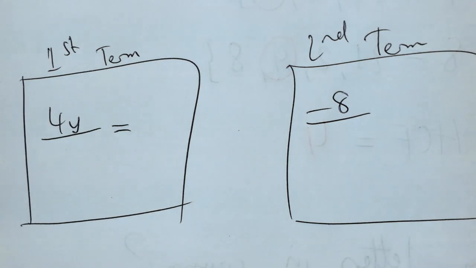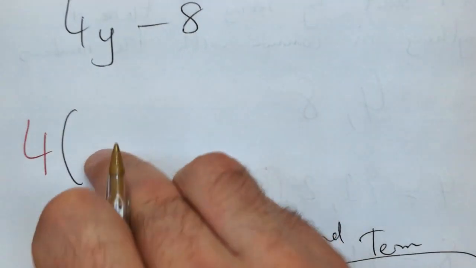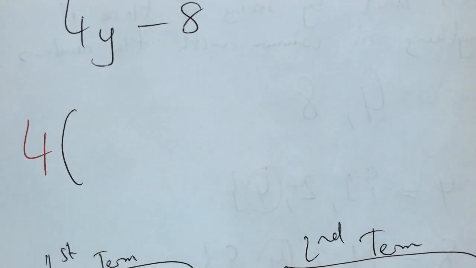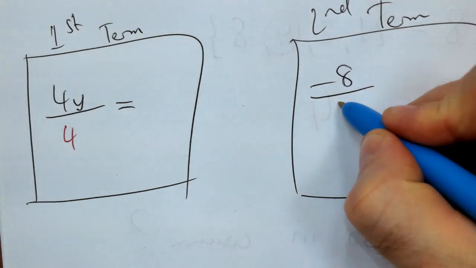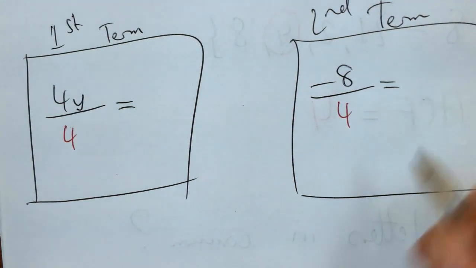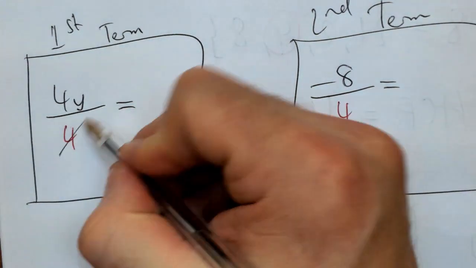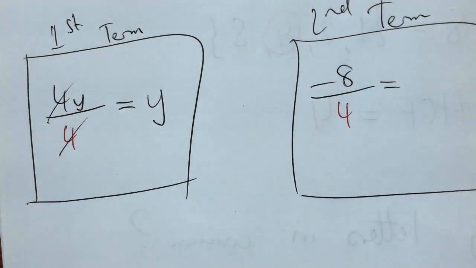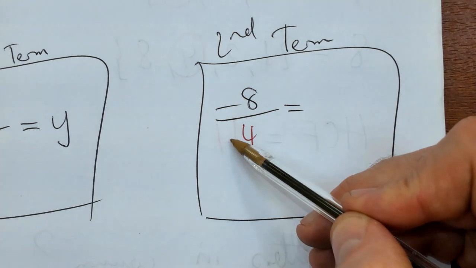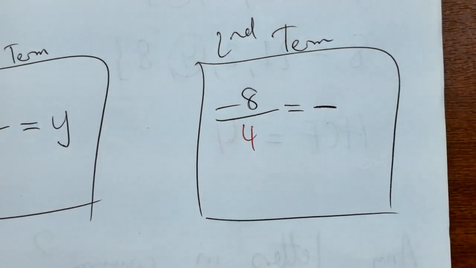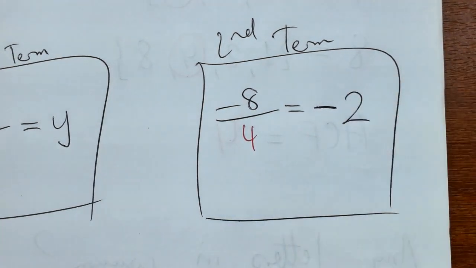And so to decide what goes inside the brackets, we divide by red 4. I just stick a red 4 in here. And we say to ourselves, okay, 4y divided by 4, the 4 is cancelled, you're left with y. And minus 8 divided by 4, be careful. Minus divided by plus is minus. 8 divided by 4 is 2.